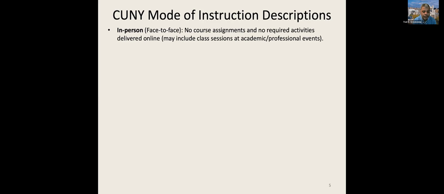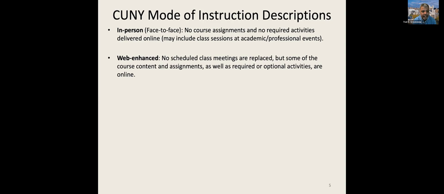Different organizations have their own descriptions. So here are the descriptions for CUNY in terms of mode of instruction. For in-person, they say no course assignments and no required activities delivered online. May include class sessions at academic or professional events. Web Enhanced: no scheduled class meetings are replaced, but some of the course content and assignments, as well as required or optional activities, are online.